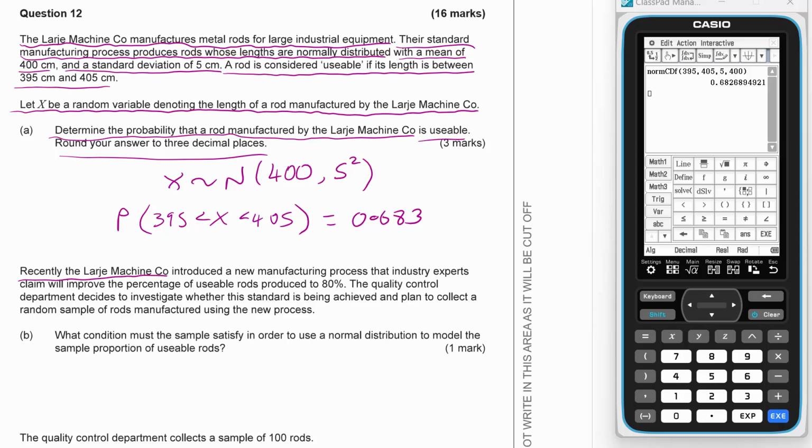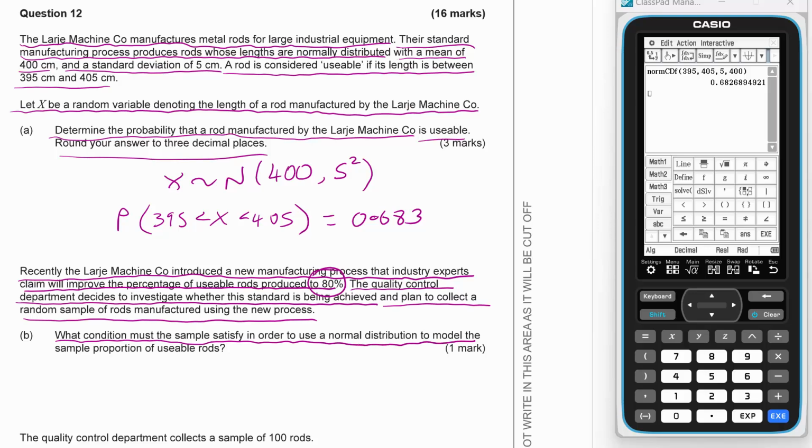Recently, the large machine company introduced a new manufacturing process that industry experts claim will improve the percentage of usable rods produced to 80%. The Quality Control Department decides to investigate whether this standard is being achieved and plans to collect a random sample of rods manufactured using the new process. What condition must the sample satisfy in order to use a normal distribution to model the sample proportion of usable rods? In other words, see if this claim is true.